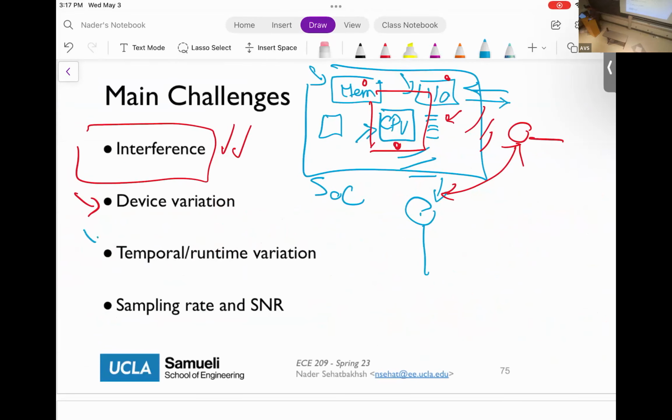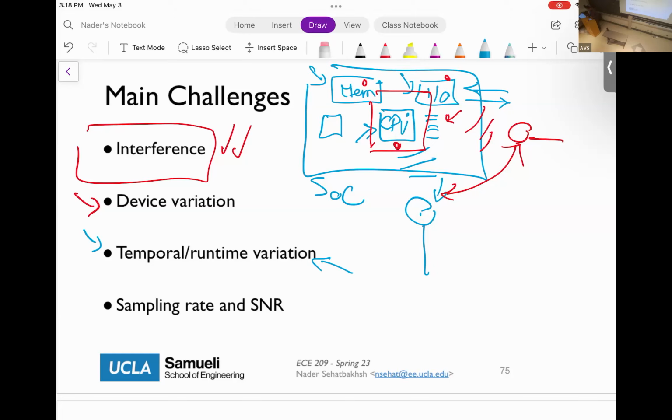The third one is some variations during the runtime. For example, if the temperature of the CPU changes, probably the signals will change, right? If the different application changes at runtime, the signal will change. So again, as an attacker, they need to come up with solutions in order to deal with these temporal changes as well.